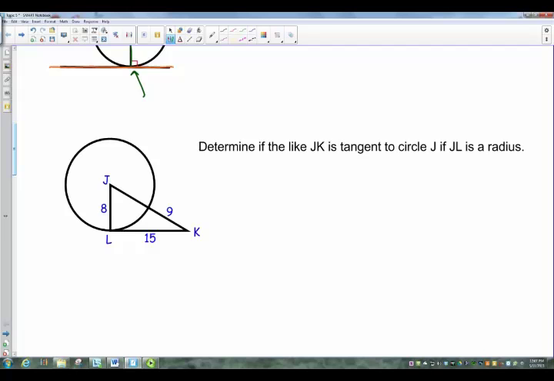So it says here, determine if the line LK is tangent to circle J if JL is a radius. So they're telling you right now that JL is a radius. We want to know, is LK tangent? I'm full of typos today. I'm sorry. I'll try and get this fixed. So if LK is a tangent, all right, they're asking you to prove essentially that this right here is a right angle.